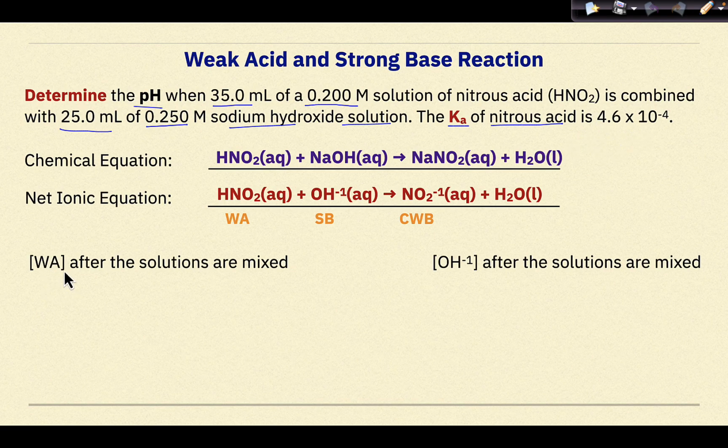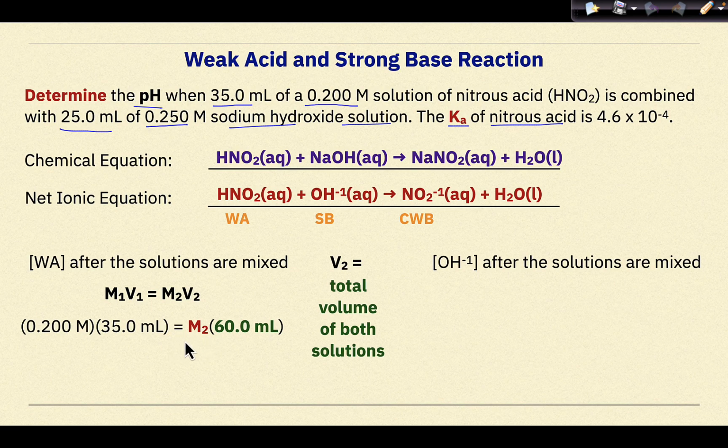So we're going to start by solving for the concentration of the weak acid after the solutions are mixed together. We're going to write the dilution formula, knowing that V2 is going to equal the total volume of both solutions. We're going to substitute the numbers from the stimulus into the formula, where the concentration of our weak acid is 0.200 and the volume associated with the weak acid is 35.0 milliliters. Then we're going to complete the calculation and determine M2 to be 0.1167 molar.